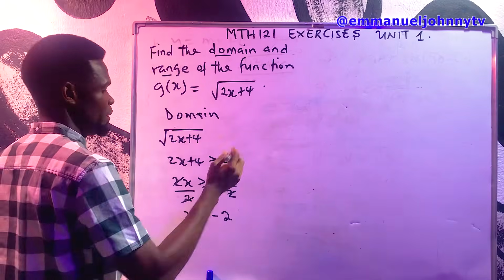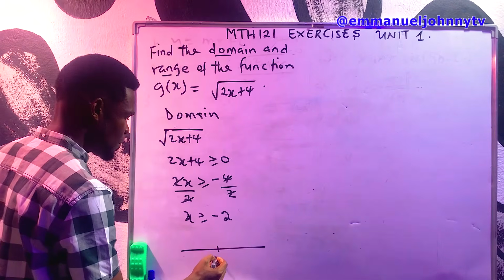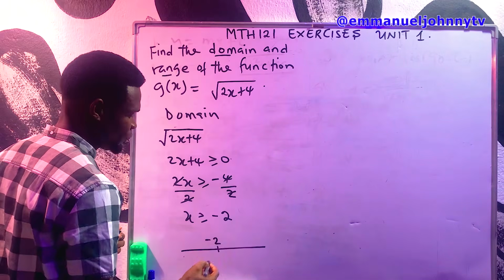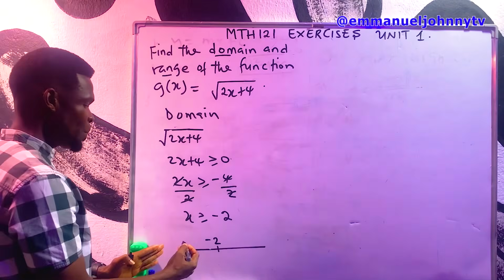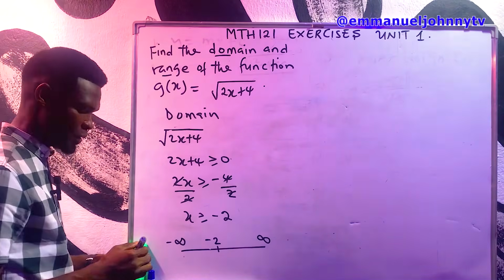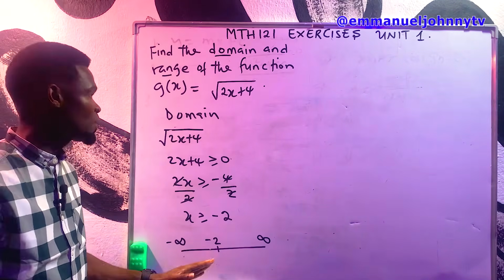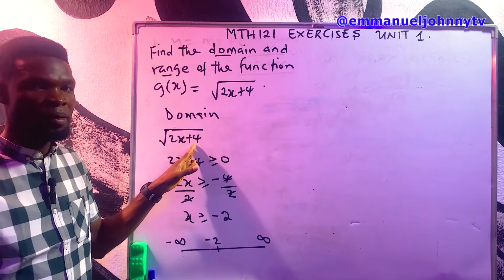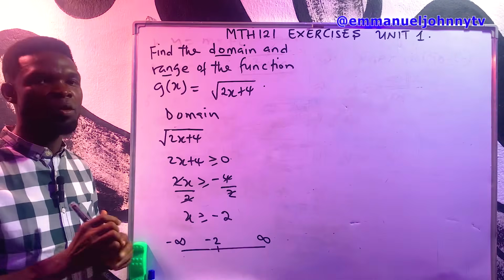Put it on the number line as this. Okay, this is minus 2. So it has divided this number line into 2, whereby this is positive infinity and this is negative infinity. With this, we can now obtain all the values that will satisfy this function, and then carefully remove all values of x that will make it undefined.